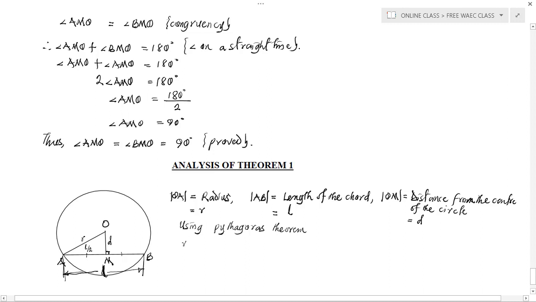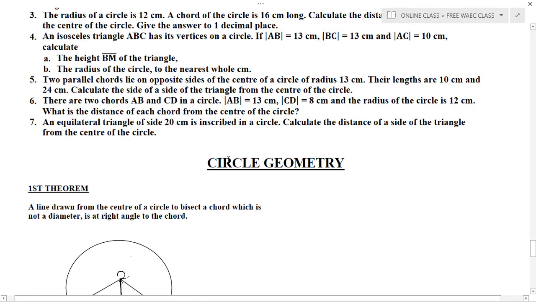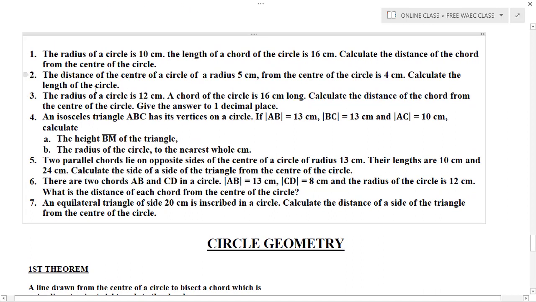R squared is equal to D squared plus L over 2 squared. So this is the analysis that we need to get here. Once we get that one, we can easily solve any question. So this will be part one of the first theorem. The solution to all these problems will be done in the next video.